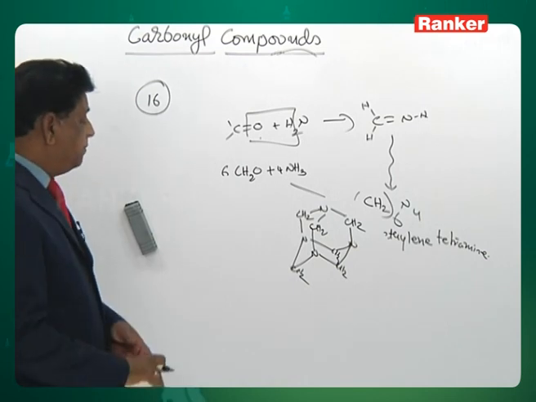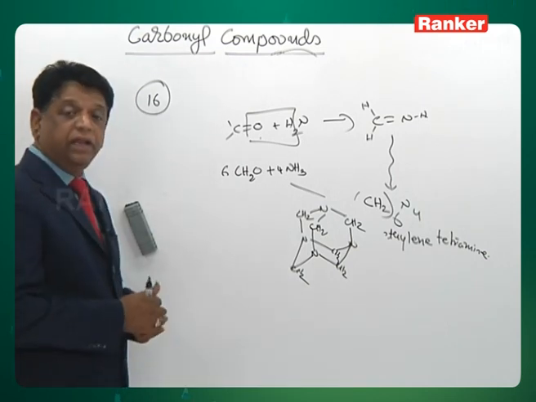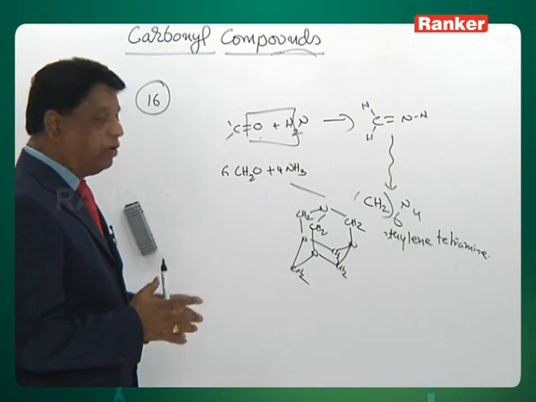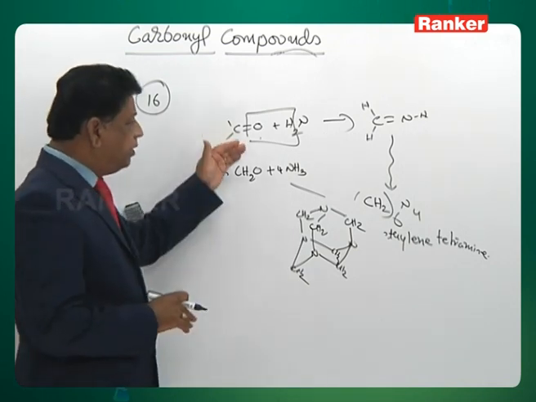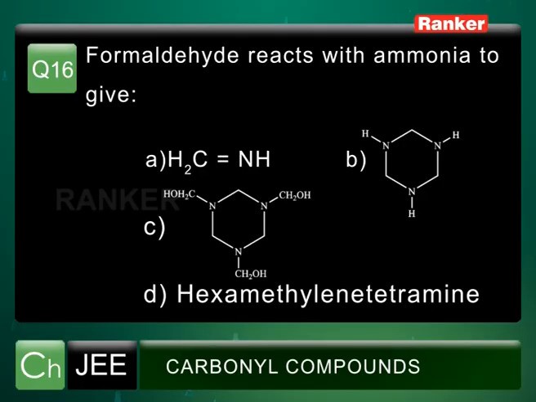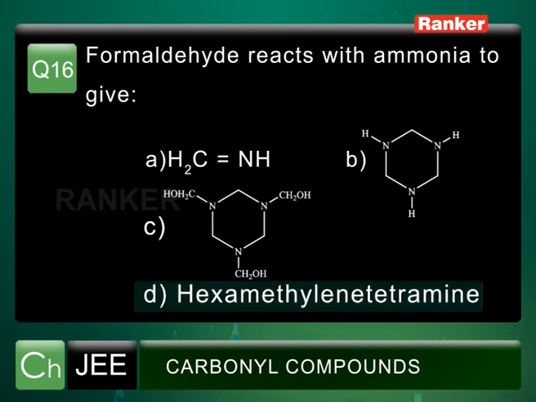Commercially it is used as a diuretic medicine under the name urotropin, has got lot of applications. It's a smaller polymerized product known as hexamethylene tetramine. So answer goes to the D.